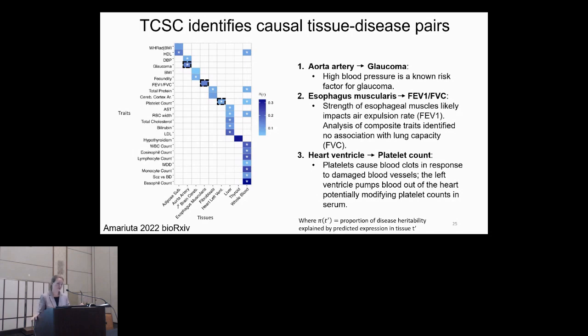So this is an interesting result. Aorta artery is a causal tissue for glaucoma because high blood pressure is a known risk factor for glaucoma. We found that the esophagus muscularis is a putative causal cell type for FEV1 over FVC. So this is a lung quantitative trait. It means how much you can expel from your lungs, normalized by the total capacity for air in your lungs. And then another example is that we found heart left ventricle is a causal tissue for platelet count.